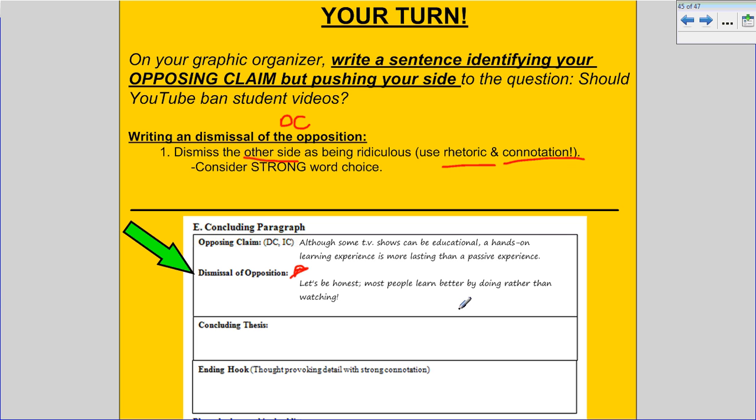I think we've all heard that expression before, that if you're actually doing some sort of activity, you're actually going to remember it better. So go ahead and try to write this dismissal of the opposition right now. When you are done with this, please come over and conference with me.